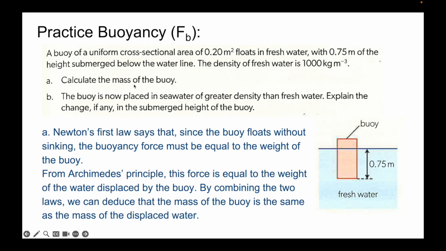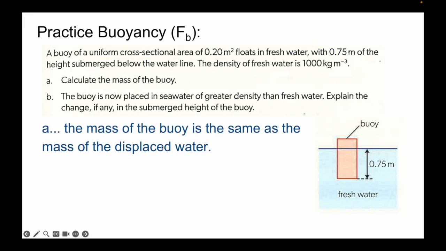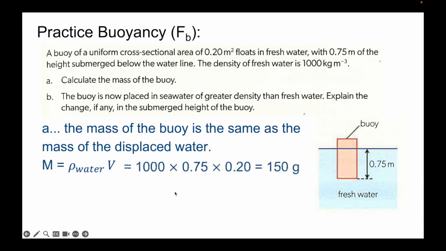So calculate the mass of the buoy. So the mass of the water then is the same as the mass of the buoy. So the mass of the buoy is the same as the mass of the displaced water. So let's say our mass is the density of the water times the volume of the water.